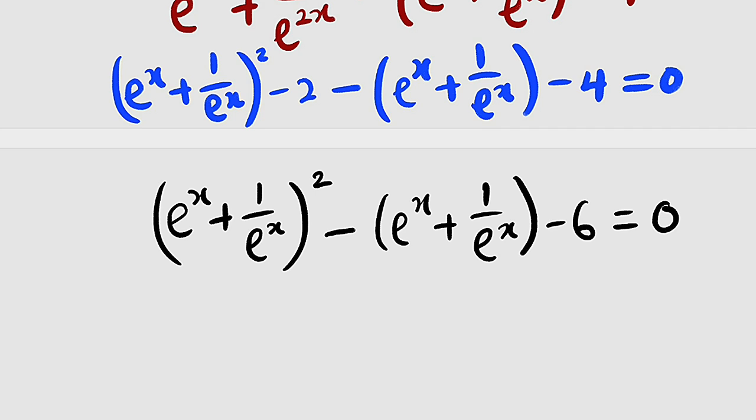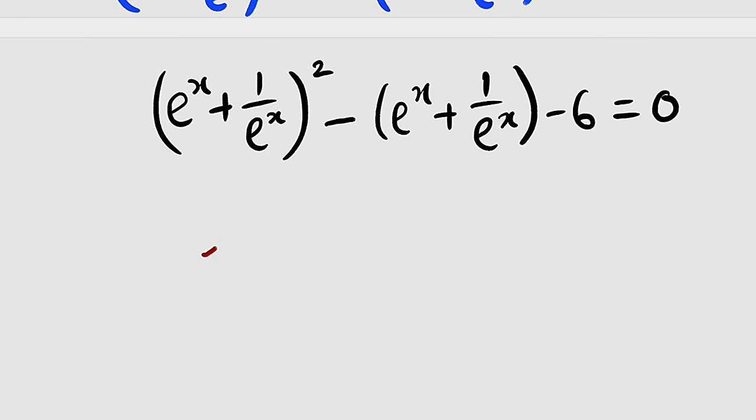If you observe, this is just a quadratic equation in terms of e^x plus 1 divided by e^x. Because look at them, they're exactly the same, right? It's just like saying y squared minus y minus 6 equal to 0. And it can be factorized because we can think of two numbers, which when we multiply them together, we get negative 6. And when we add them together, we get the coefficient of the middle term, which is negative 1. And the numbers are positive 2 and negative 3, right?